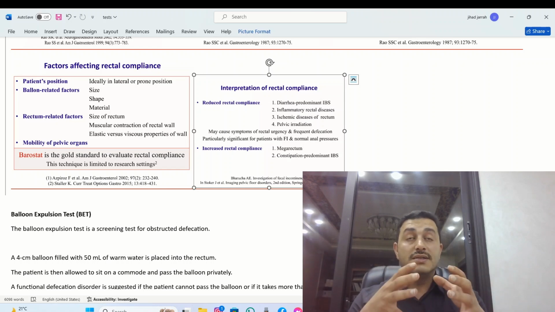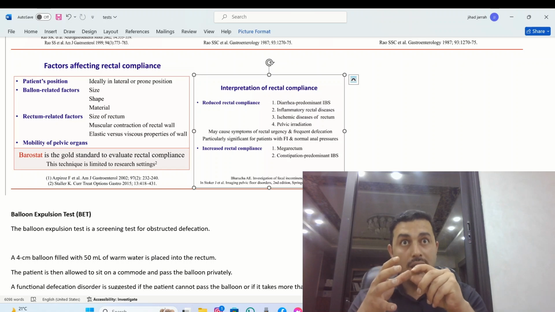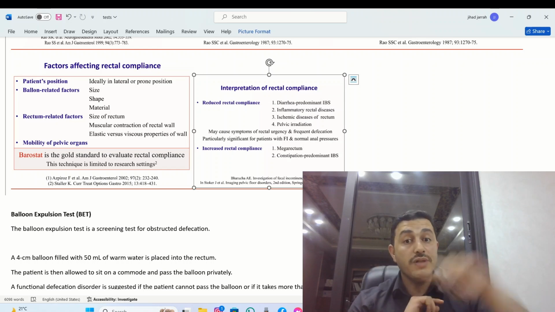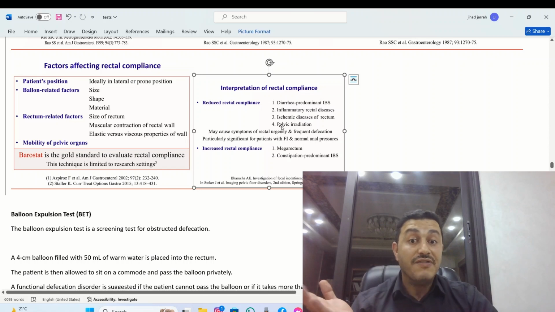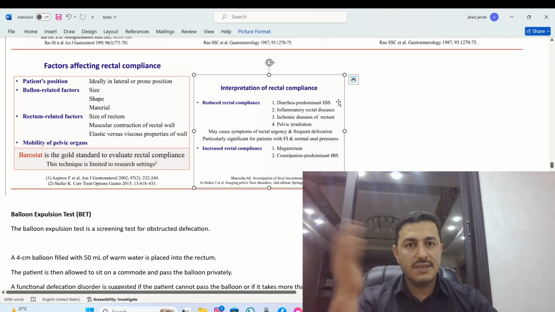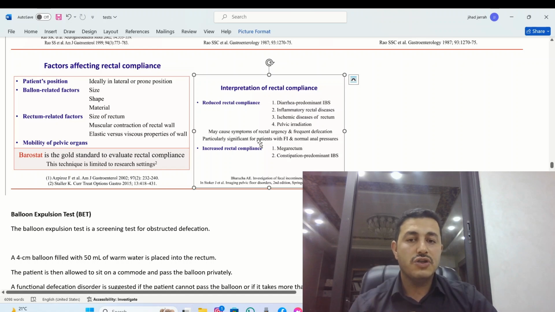So how will this be reflected in anal manometry? With reduced rectal compliance, we increase the volume and the pressure increases rapidly. So this is hypersensitivity, as in diarrhea-predominant disease, inflammatory rectal disease, ischemic disease of the rectum, and pelvic irradiation.